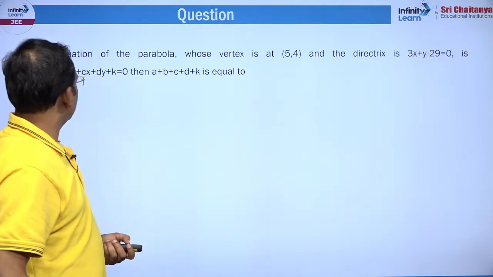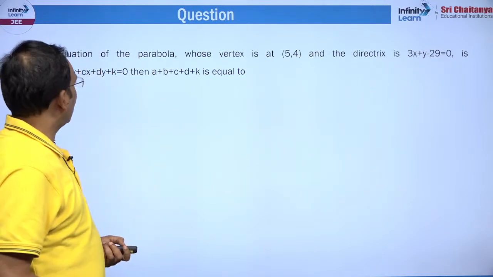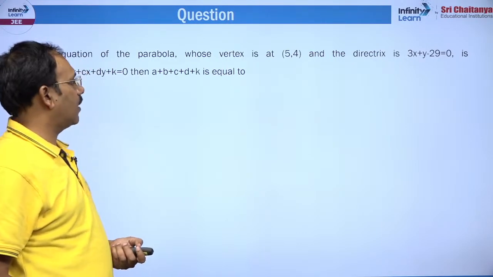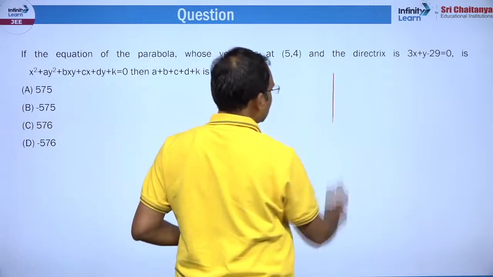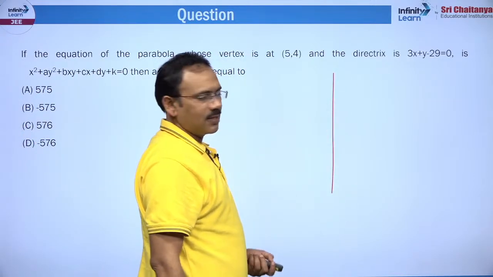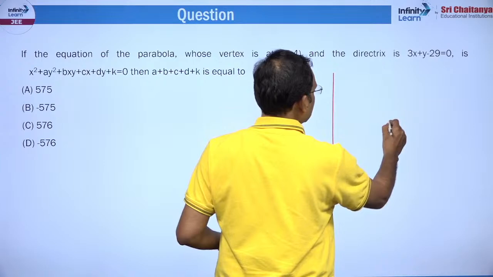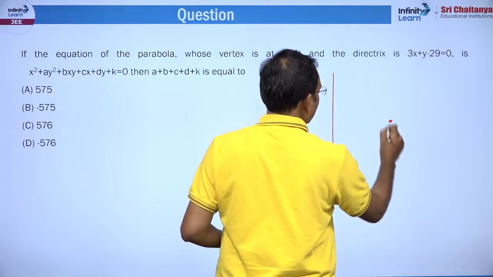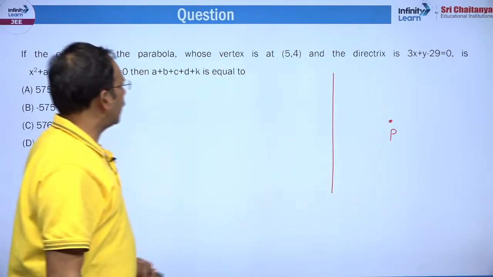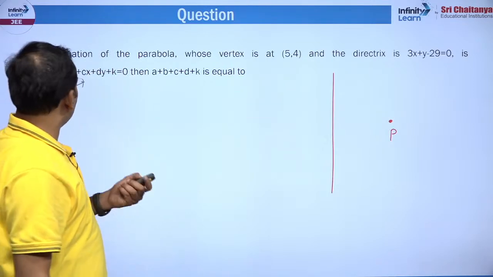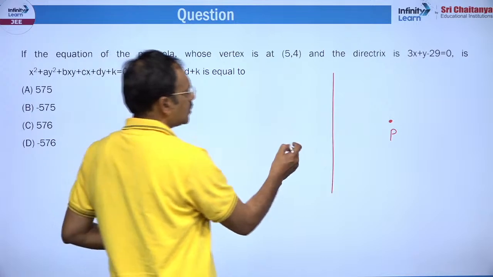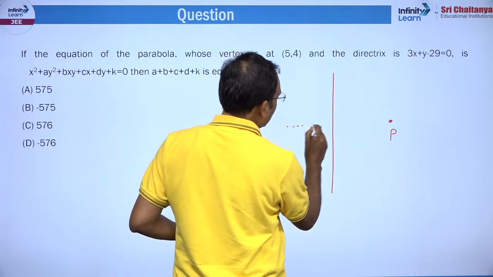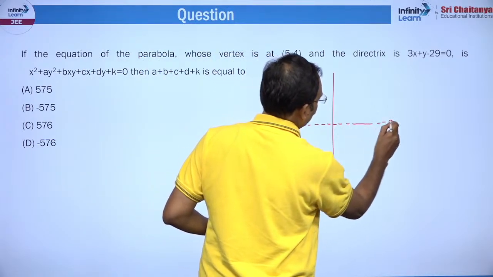Next, you see this question: the equation of the parabola whose vertex is at 5, 4 and directrix is given. You see, you can find this is the directrix, suppose, of course it is not a vertical line. So, suppose the vertex is given, let it be P, right. Now, my dear friends, the directrix is given, and he is asking us to find the equation of the parabola. What you can do is take a line perpendicular to the directrix passing through the focus, right.